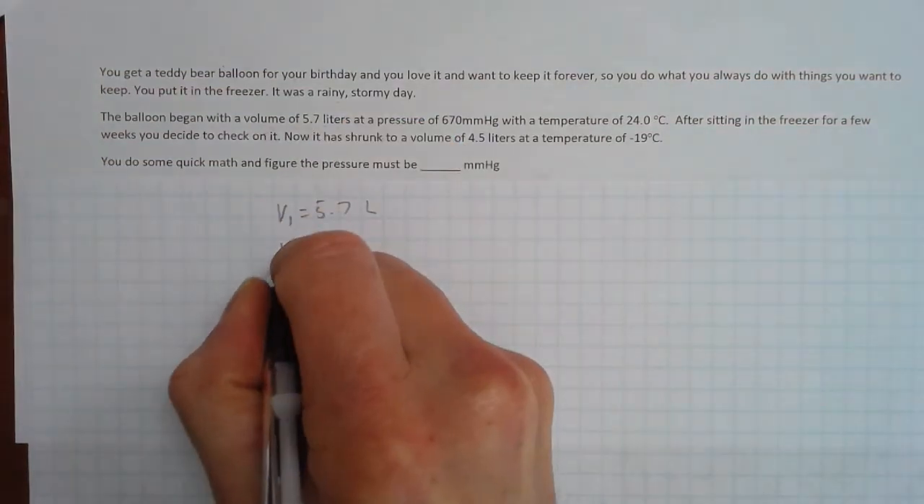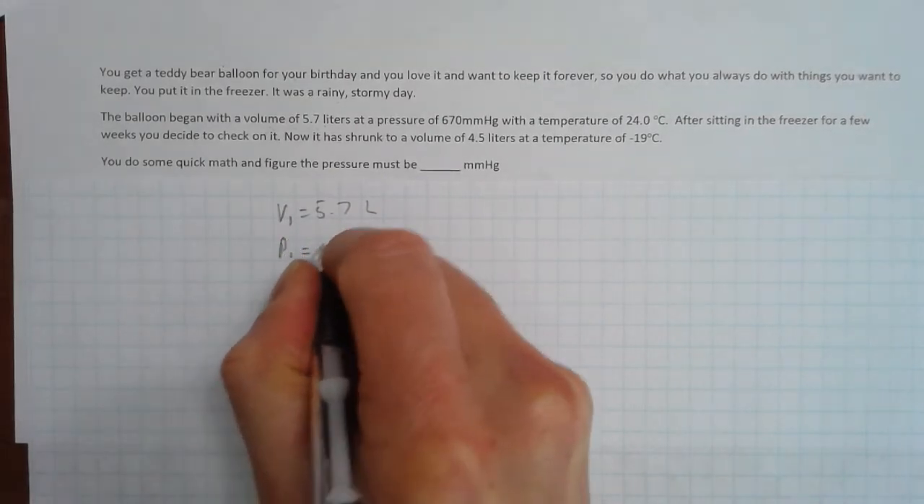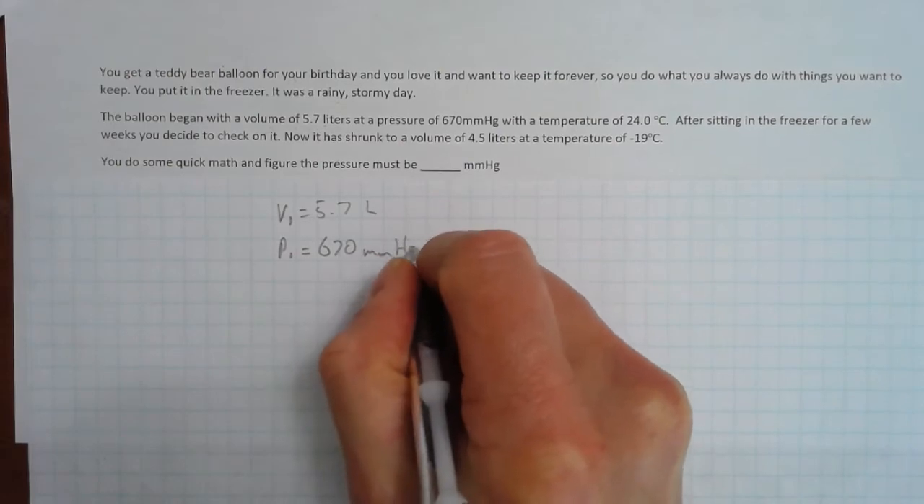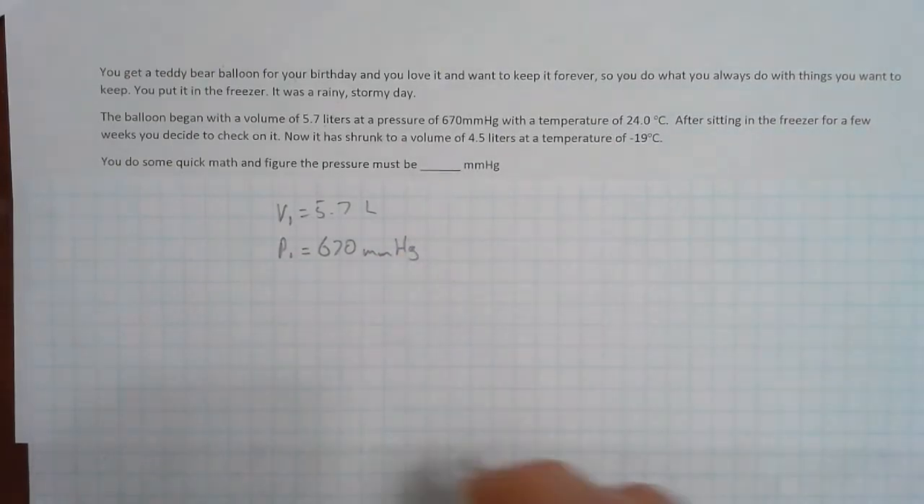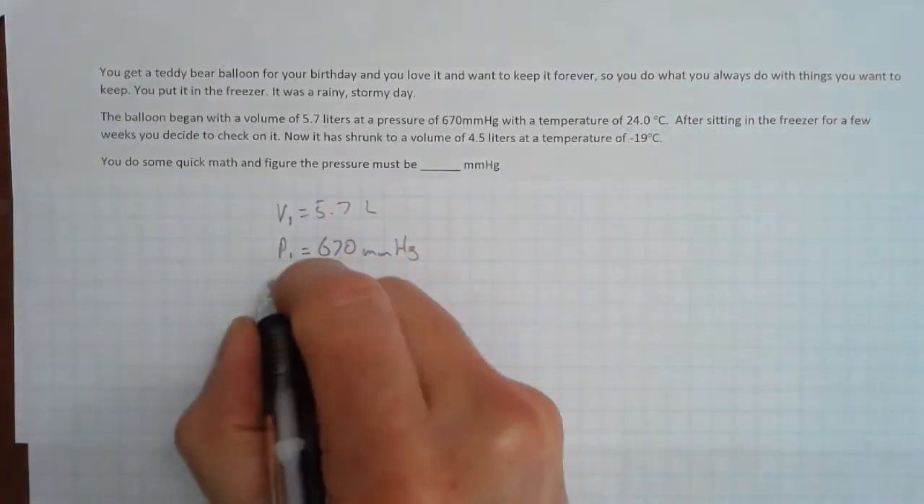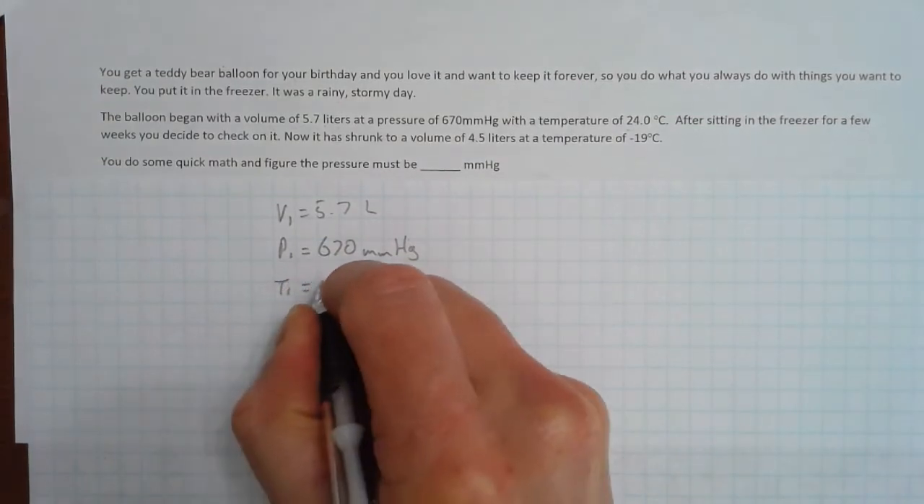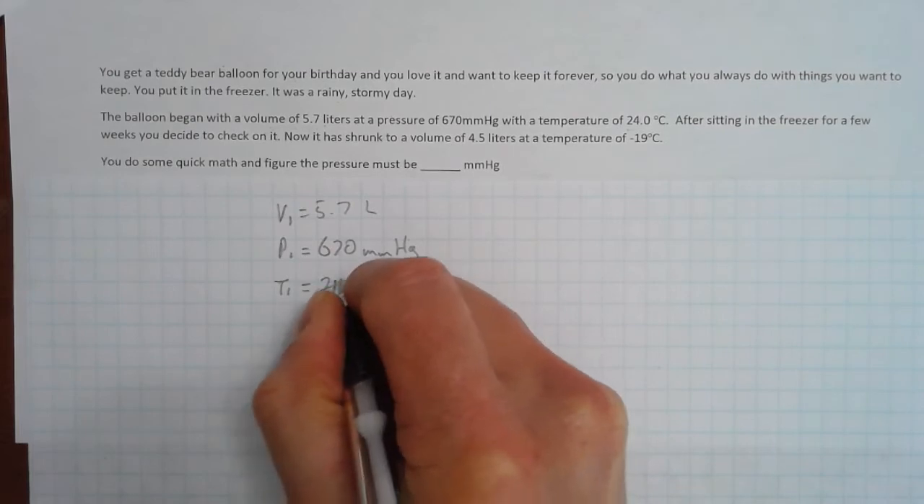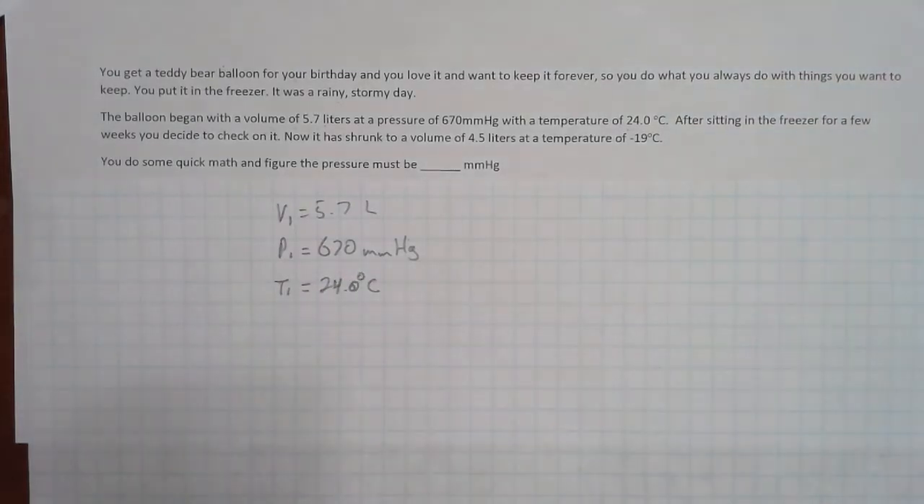Can you see that? Yeah. Pressure 1 was 670 millimeters of mercury. So that is a low pressure day. Temperature is pretty warm. The temperature 1 is 24.0 degrees Celsius. So that's a warm day, but it's a warm, stormy, rainy day.